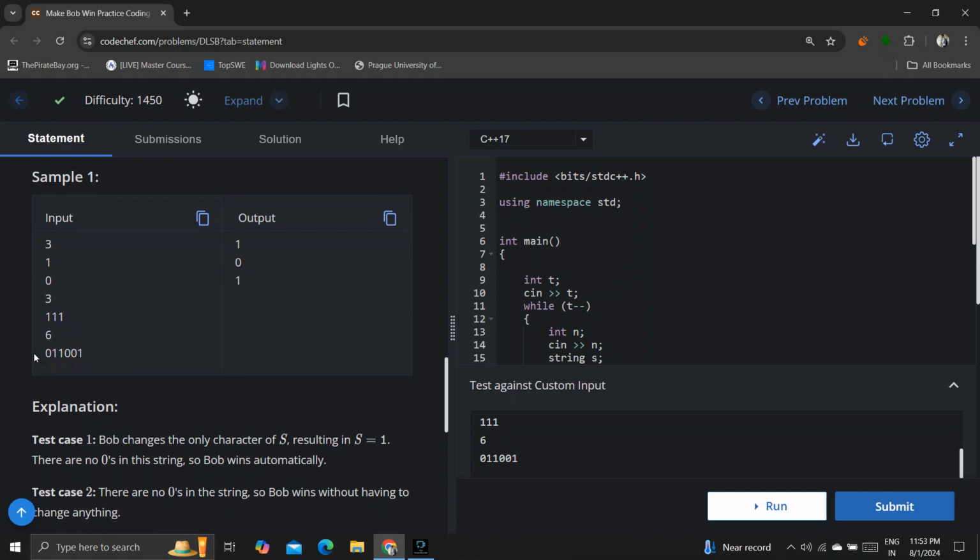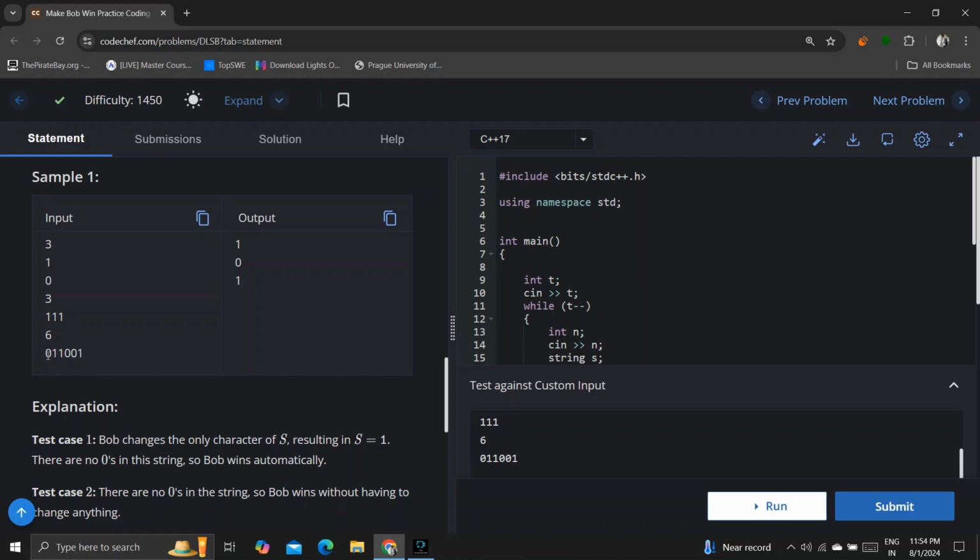Now this particular string: 0 1 1 0 0 1. The output is one. Why? See, Alice goes first. If Bob does not flip any, then Alice will remove one. Then Bob will remove these zeros, then Alice will remove this one, so a zero will remain. So Bob loses. So what Bob can do is flip this particular zero to one.